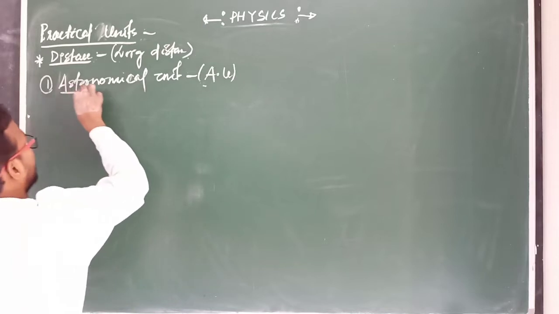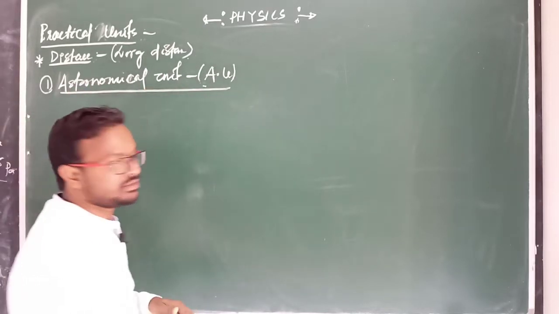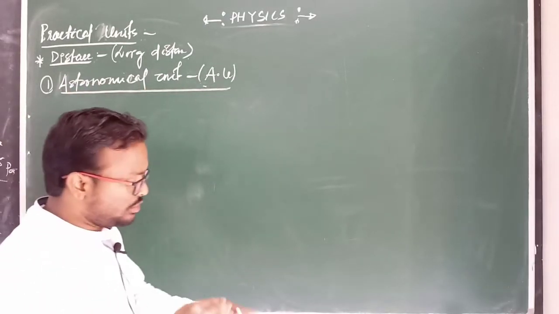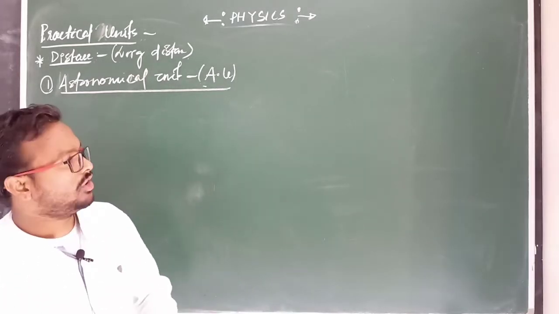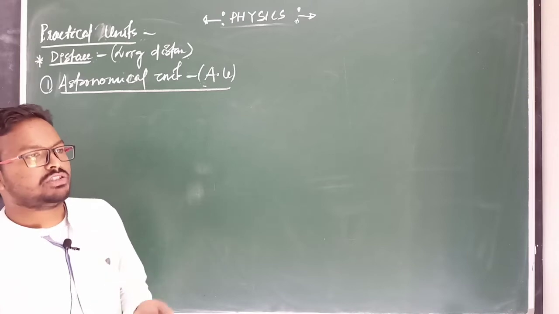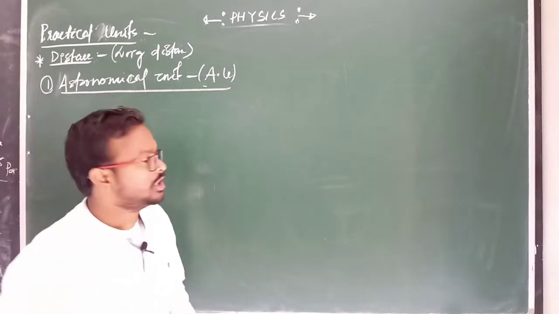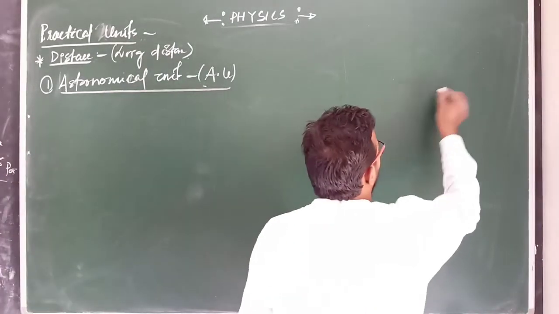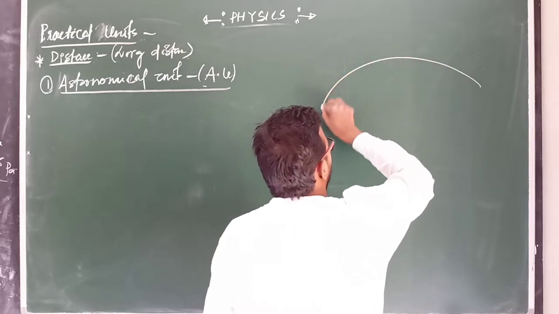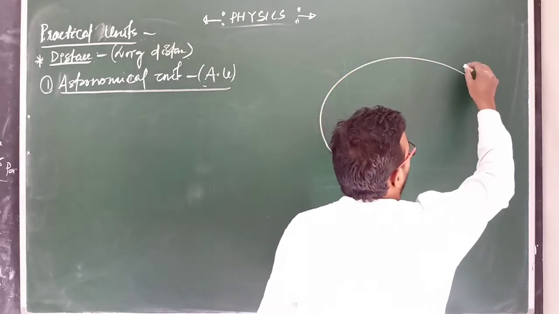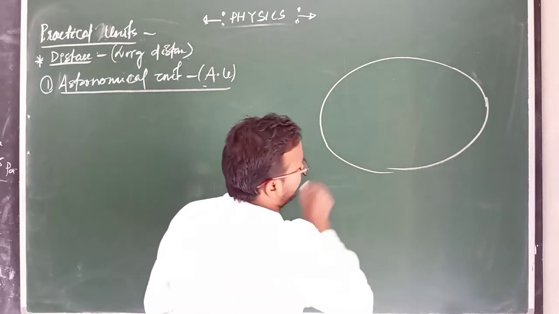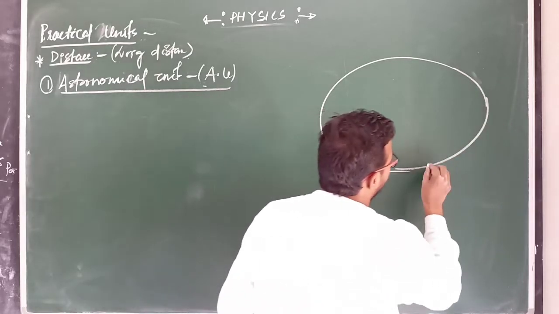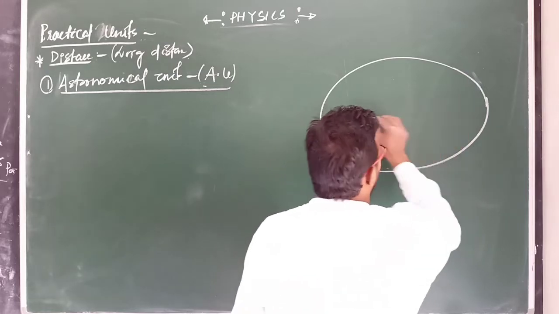So what is the meaning of astronomical unit? We cannot use the convenient units, that is kilometer, centimeter, meter, in all cases, so we have to use some practical unit for convenience. Suppose you already know the path of the revolution or orbit of earth is elliptical, not spherical, and there are two focus points.